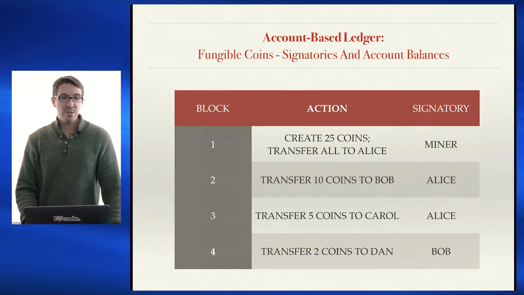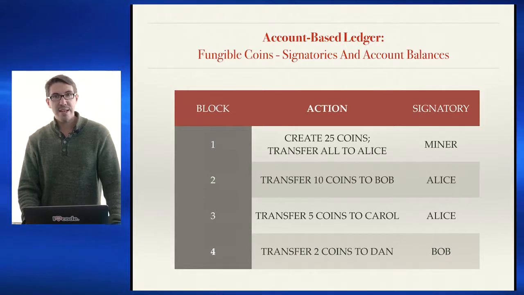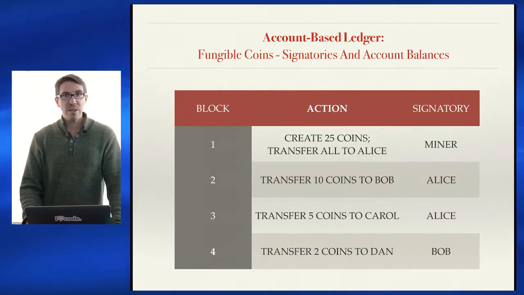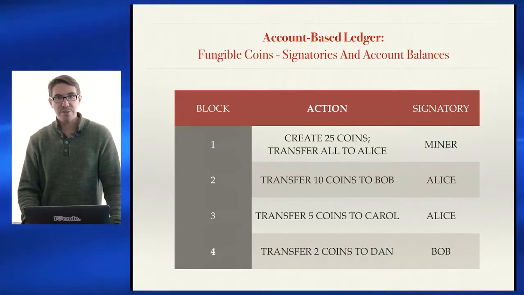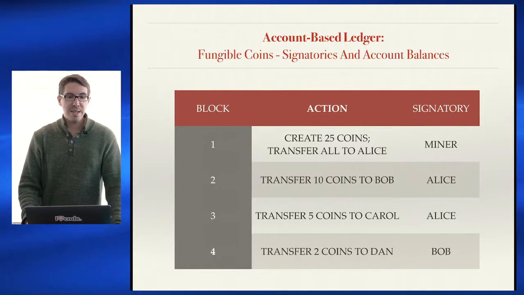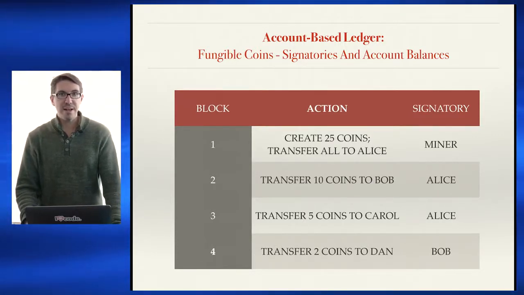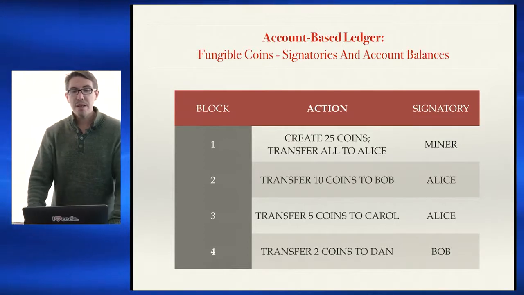Alice transfers 10 coins to Bob and thus gets 10 coins subtracted from her account. Then Alice transfers 5 coins to Carol and gets 5 subtracted from her account. Bob transfers 2 to Dan, he gets 2 subtracted from his account. This is classic double entry bookkeeping.